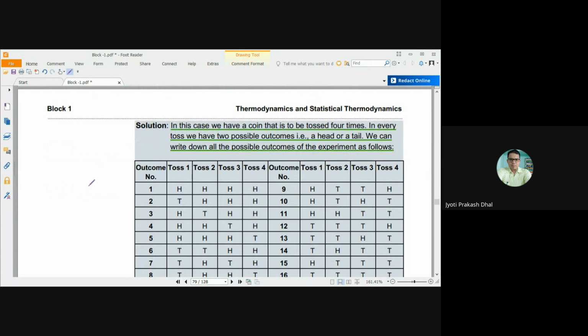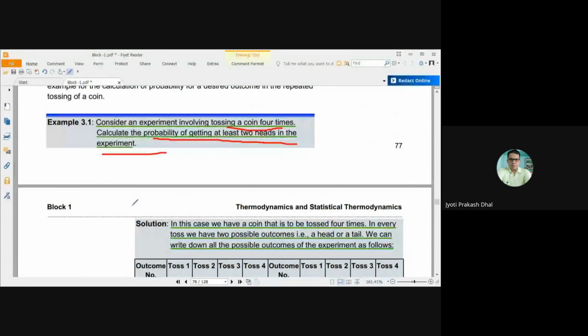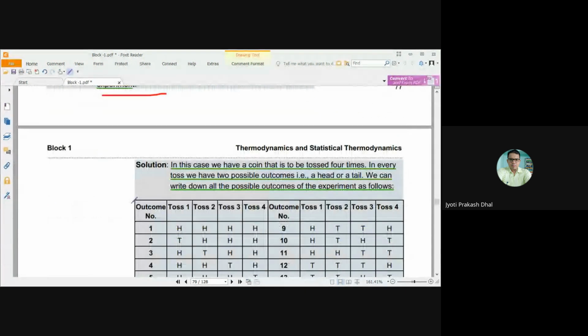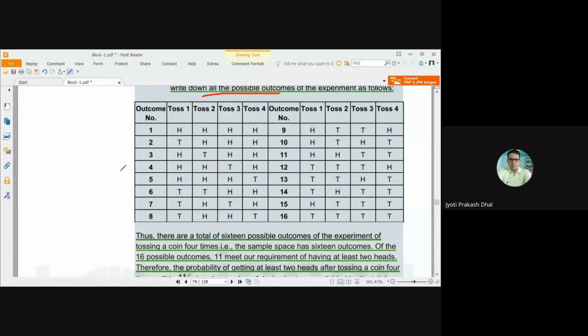In order to calculate the probability of getting 2 heads, first you have to write the sample space. In this case, we have a coin that is to be tossed 4 times. In every toss, we have two possible outcomes, that may be head or tail. We can write down all the possible outcomes. All the possible outcomes means you have to write down the sample space.